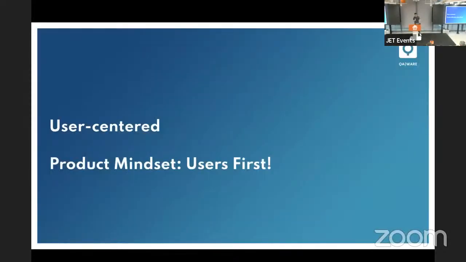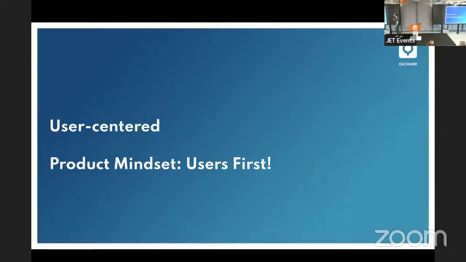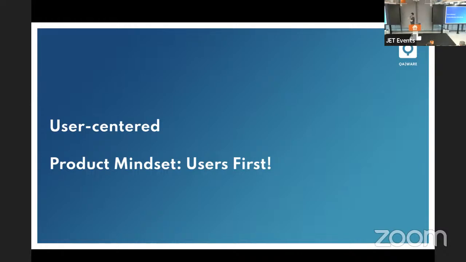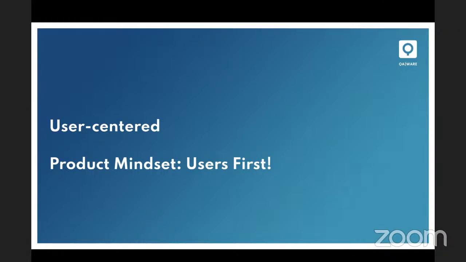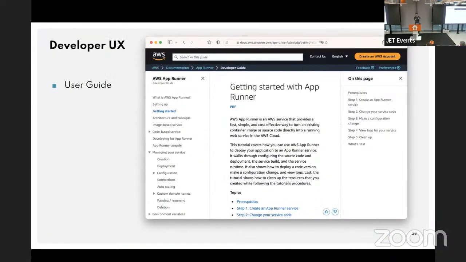Okay. We want to be user-centered. I already said it. You need to have a product mindset. Users first. You are a product, and you need to handle that IDP as some product. And what do you wish from some kind of product that you use? It should be, yeah, a decent experience to use it. So what you want is a good developer UX.